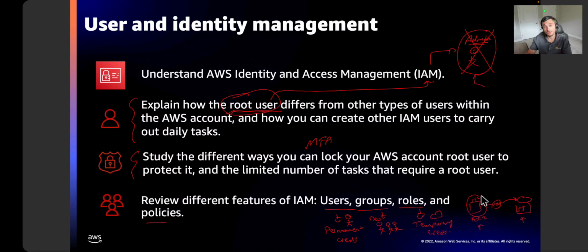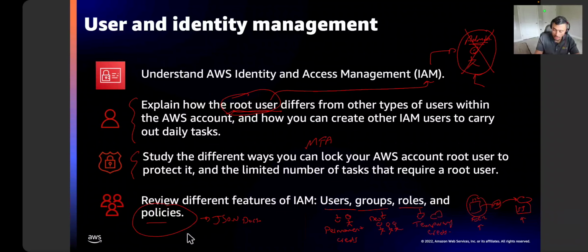So those are users, groups, and roles. Now, how do we set the permissions on those users, groups, and roles? Well, that's where these policies come into play. Policies are the JSON-based documents where we set either the allow or deny permissions, and we apply these policies to either users, groups, or roles, right?